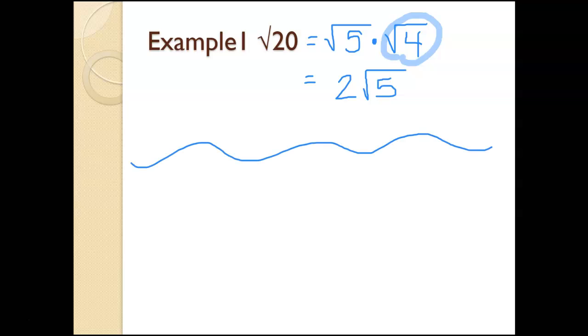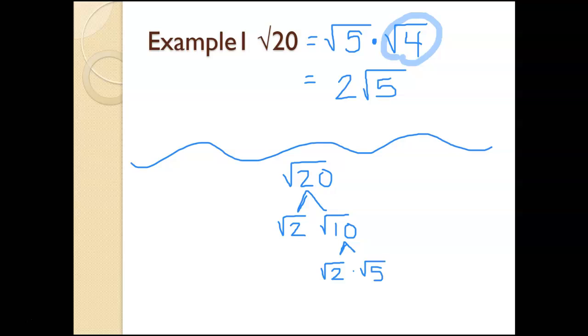Another way you can simplify is to make a factor tree. Do you guys remember making factor trees? So you would take the number 20 and break it down maybe into 5 and 4 again. Or you could have said that 20 was 2 and 10. If you picked 2 and 10, none of those were perfect squares. So then you would say, oh, but 10 is 2 and 5.